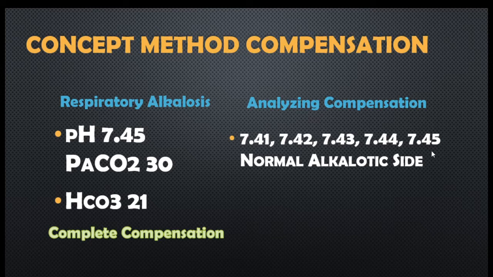So how could we apply this concept method to analyze if there is compensation when there is no diagnosis? First, we need to know if there is acidosis or alkalosis. As you can see, this is normal. So let's proceed to the next step, identifying if it is metabolic or respiratory. In this case, guys, we can assess that this is on the alkalotic side. So if this is on the alkalotic side, the value that makes sense for this analysis is the PaCO2, because PaCO2 is less than 35.